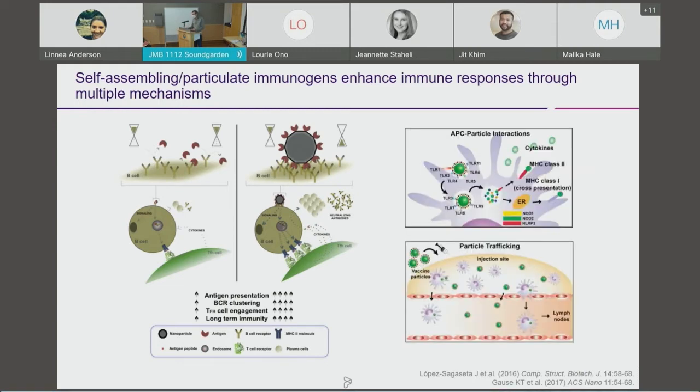It's not only BCR clustering that leads to this. Particulate antigens also have improved trafficking to lymph nodes in vivo, improved interactions with the innate immune system that leads to their better performance.